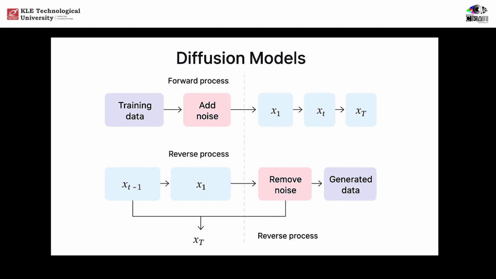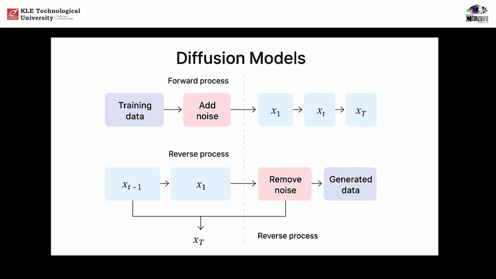Now, let's quickly peek into the architecture. Typically, diffusion models use a UNet architecture. UNet is great because it captures both local and global features, super important for images. At every time step, the model gets the current noisy image. It also knows the current time step because noise at different stages looks different. And it tries to predict the noise present in the image.